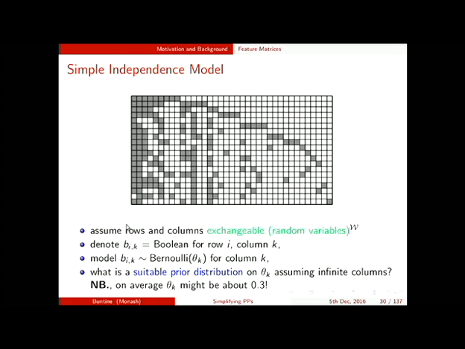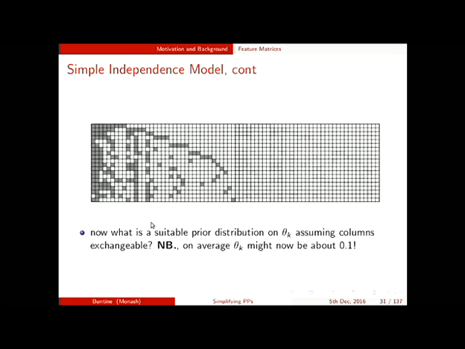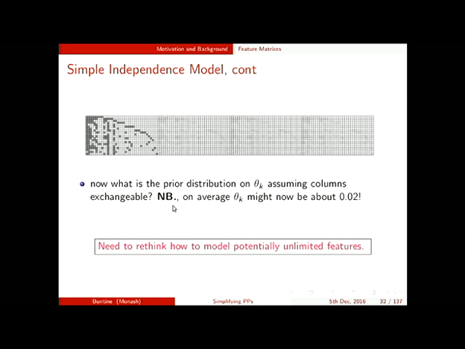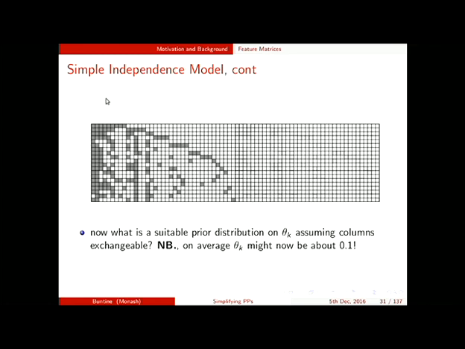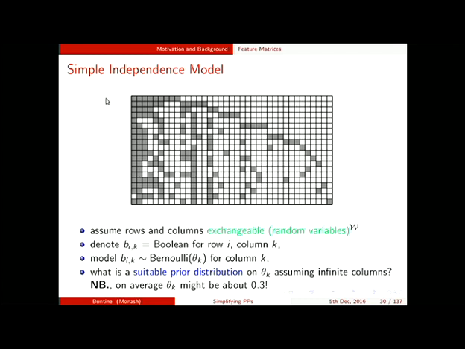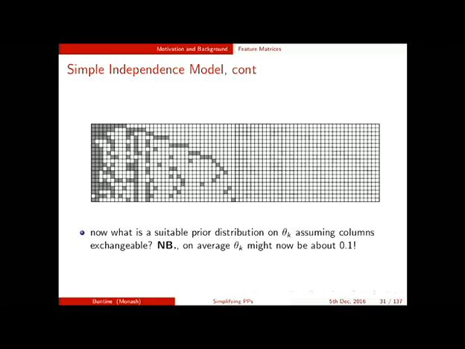But this is the model. In this case, it's Boolean data. I is the row, K is the column. It's a Bernoulli, and so our big question is, how are we going to model this?